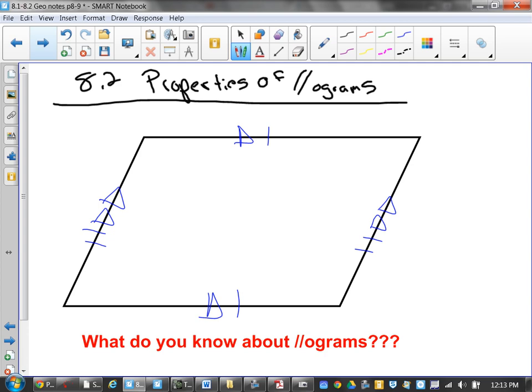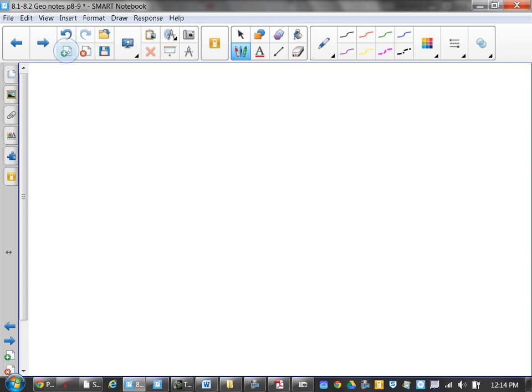Something about angles. What do you think? Which one? Which angles? Opposite. Good. Opposite angles are congruent. Opposite angles are congruent. Now, I'm going to put a different picture in here real quick, and I'm going to see if you can figure something else out. I'll come right back to this.